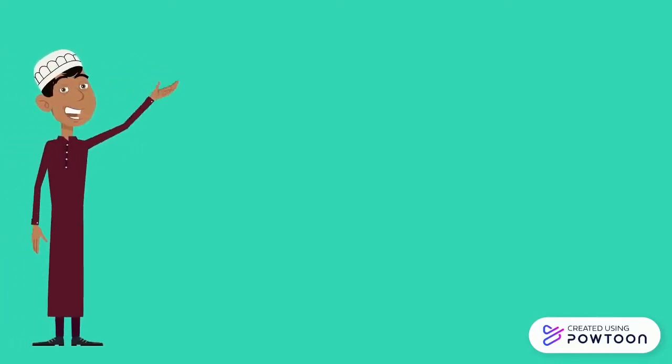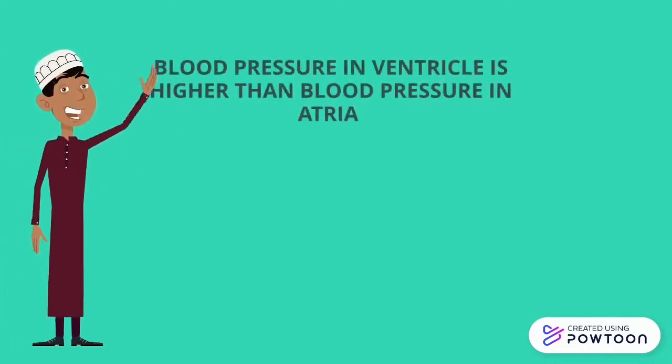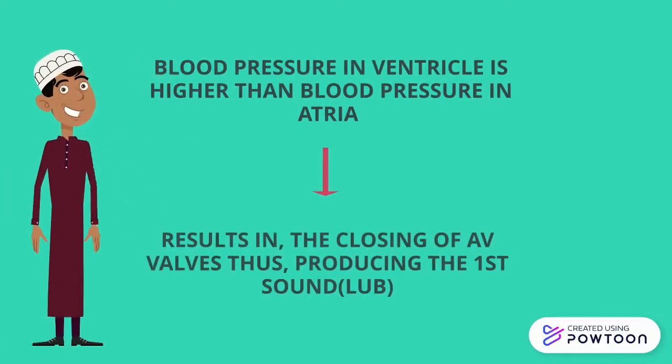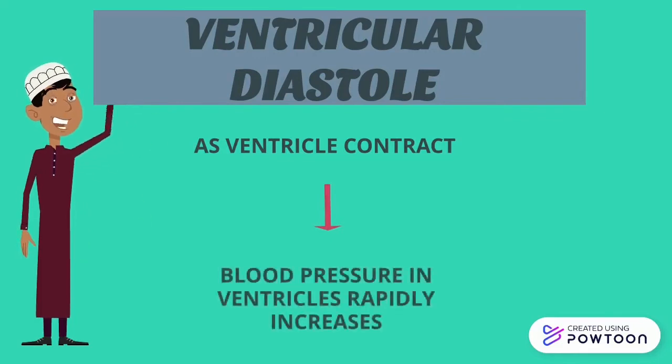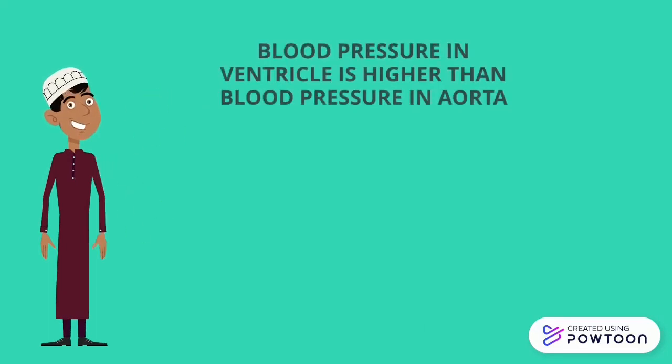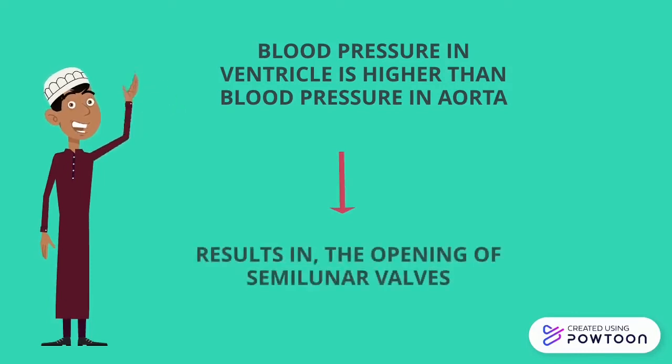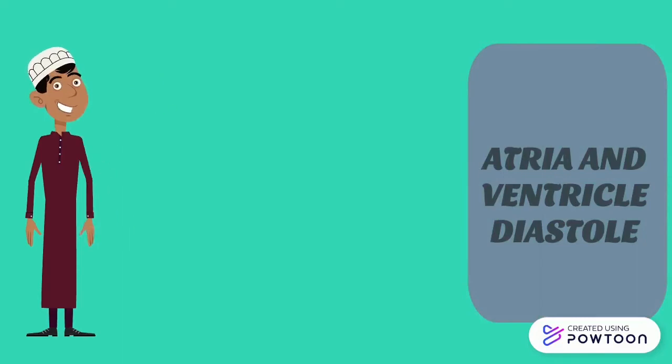During atrial systole, the blood pressure in the ventricle is higher than the blood pressure in the atria, resulting in the closing of the AV valve, thus producing the first sound, lub. Next, we will talk about ventricular systole. As the ventricle contracts, the blood pressure in the ventricles rapidly increases. This makes the blood pressure in the ventricle higher than the blood pressure in the aorta, resulting in the opening of the semilunar valve. Next is the atrial and ventricular diastole phase.